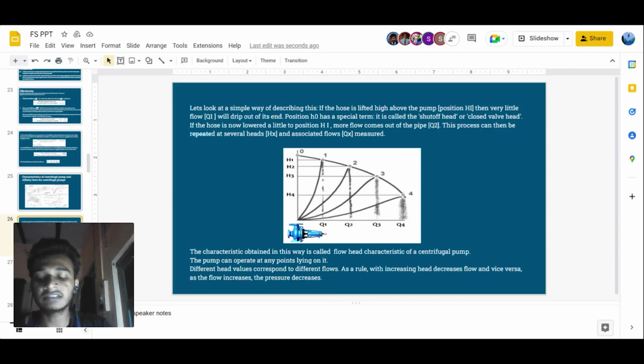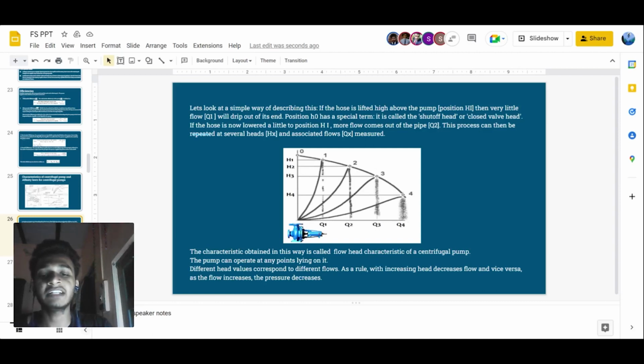Let's look at a simple way of describing this. If the hose is lifted high above the pump position H1, then very little flow Q1 will drip out its end. Position H0 has a special term. It is called the shut-off head or closed valve head. If the hose is now lowered a little to position H2, more flow comes out of the pipe, Q2. This process can then be repeated at several heads Hx and associated flows Qx measured. The characteristic obtained in this way is called flow head characteristic of a centrifugal pump.